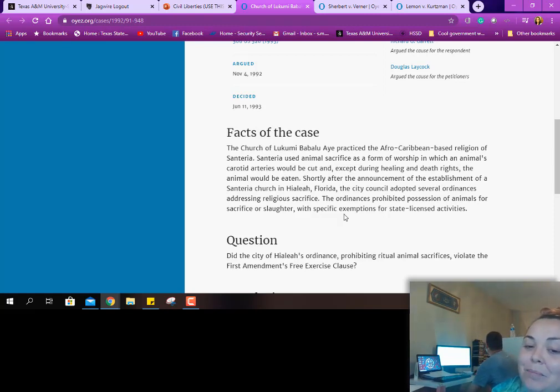I say yes. Bob says that the ordinances do inhibit free exercise because they prohibit ritualistic animal sacrifice. Is that correct, Bob? Yeah.